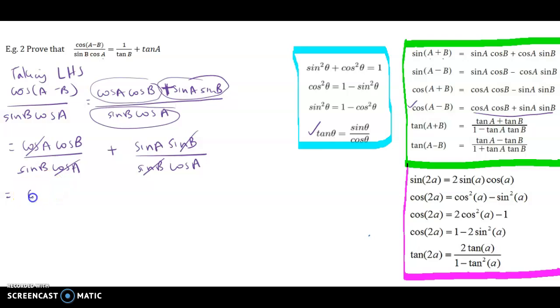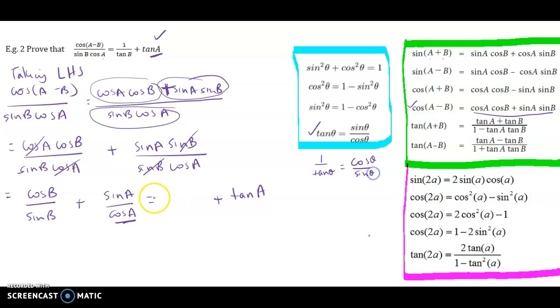So what do I have here? Cos b over sine b, nice. And sine a over cos a. Now this section here is actually tan a, which is what I want. But this one here, cos b over sine b, will actually be 1 over tan b, since 1 over tan theta would be cos theta over sine theta. So, everyone, hence proof 1.